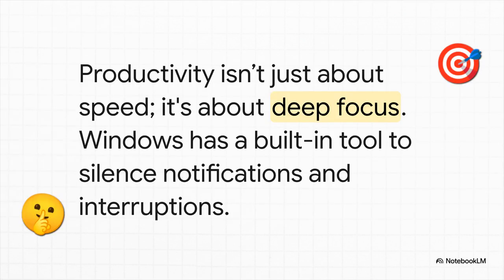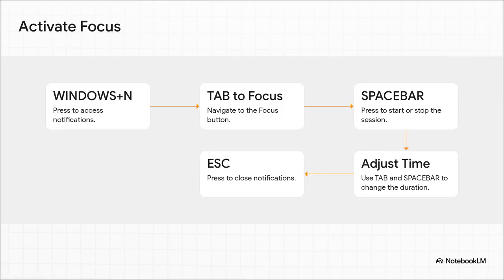So being fast is great, but what's the point if you can't focus? We are constantly getting bombarded by notifications, pings, pop-ups. It's impossible to get into that deep work zone. But what you might not know is that Windows has a built-in tool designed to help you shut out all that noise. And this one is so easy. Just press Windows N to pop open your notifications panel. From there, you just tab to the focus button and hit the spacebar to turn it on or off. You can even tab over to the other buttons to add or subtract time.